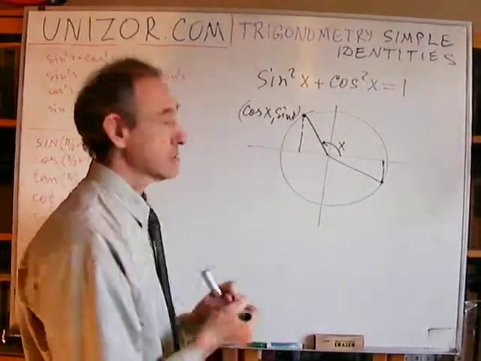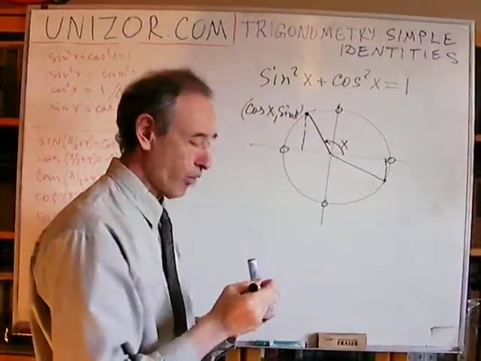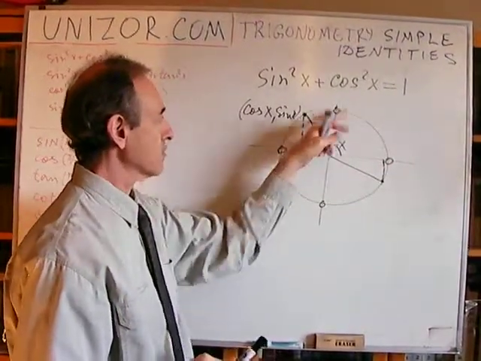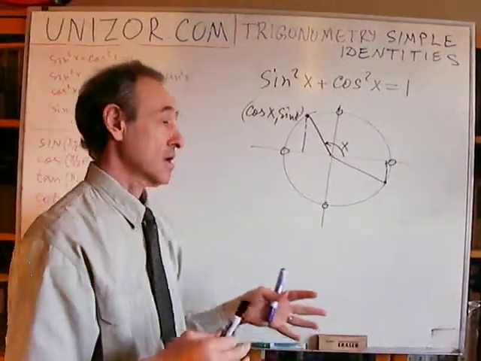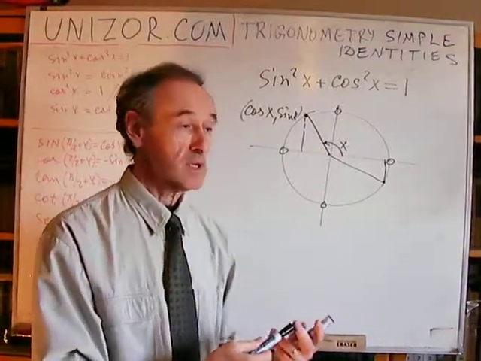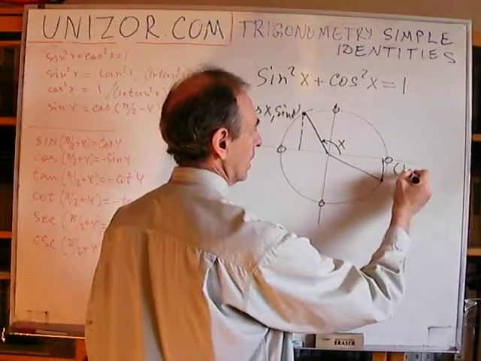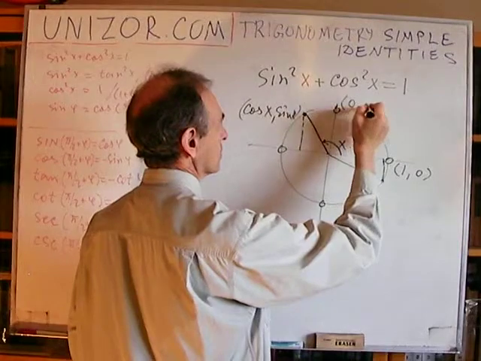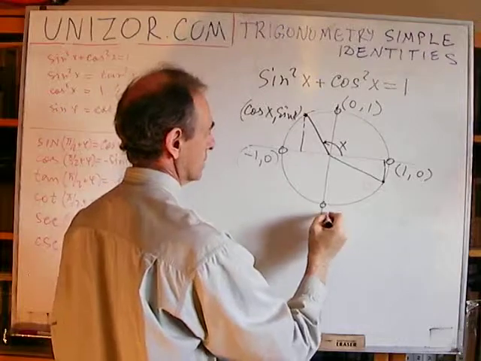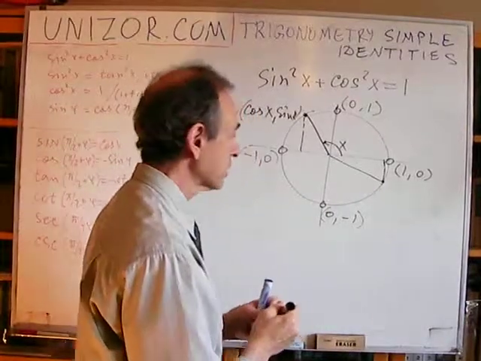What are these points? Well, obviously it's this one, this, this, and this. In these four points, either ordinate or abscissa is equal to 0. So how can I prove this identity is true for these points? Well, there are only four of them. Let's just check it out. What are the coordinates of these points? This is 1, 0. This is 0, 1. This is minus 1, 0. And this is 0, minus 1. These are the coordinates of these four points.